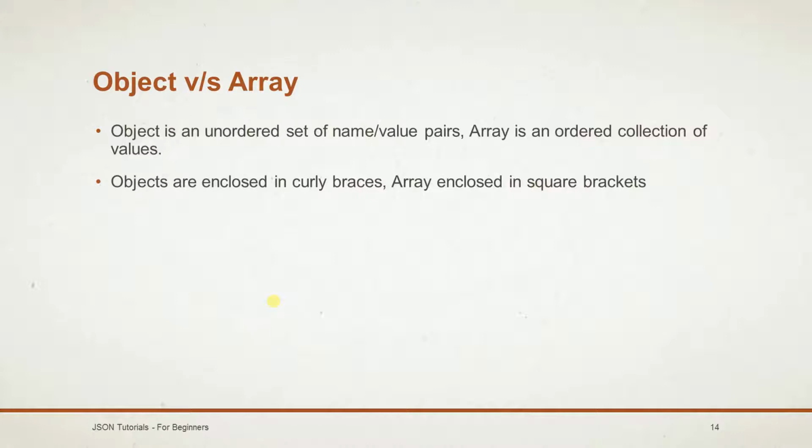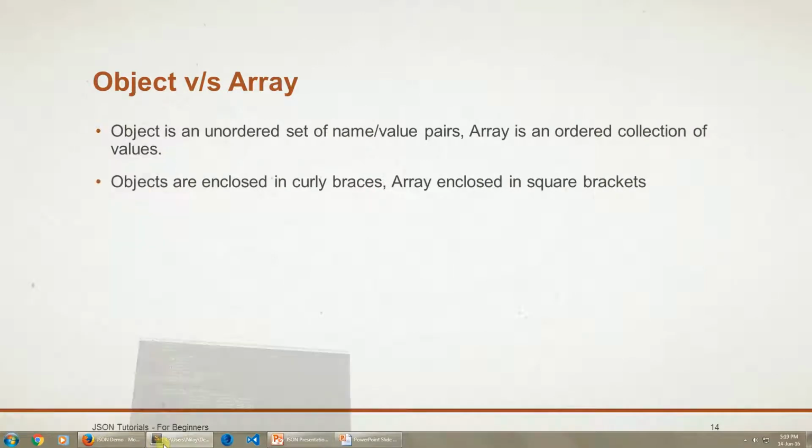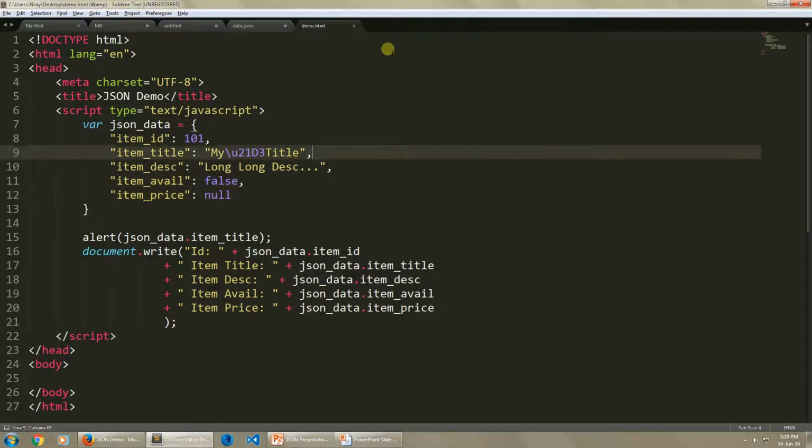We already saw how to create an object in our previous example of the item, which has 5 different properties. Let's create a simple example for the array and retrieve those values from the array. I switched to Sublime Text, creating a new file which represents the JSON data.